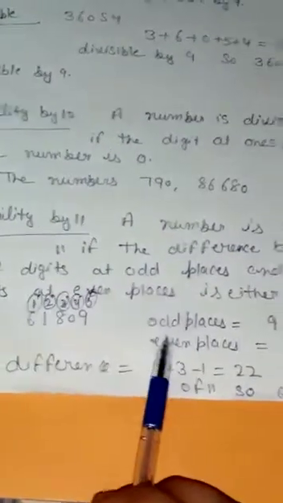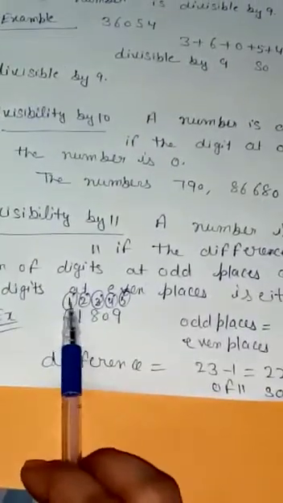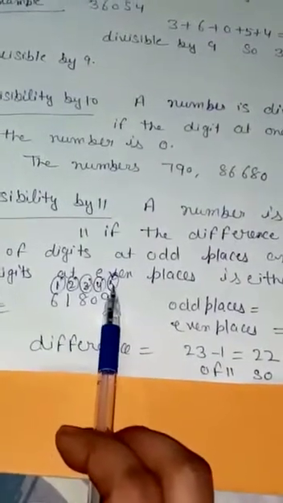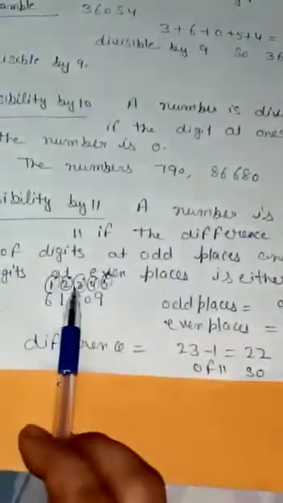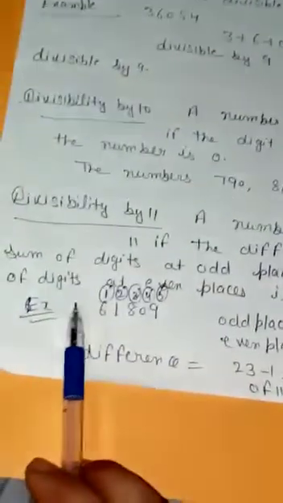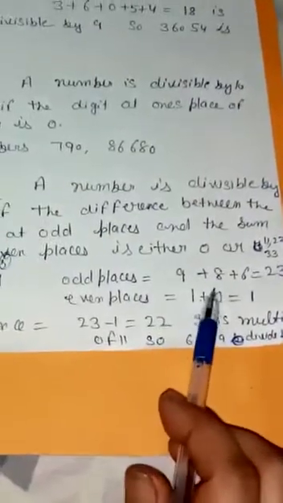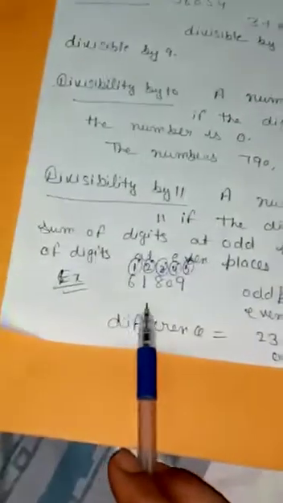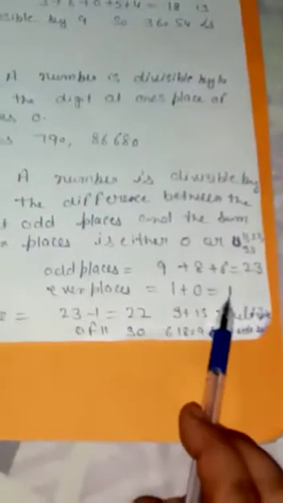Now the odd places. 1st is an odd place, 3rd is an odd place, and 5th is an odd place. The digits at the odd places are 9, 8 and 6. The sum is 9 plus 8 plus 6, which is 23. The even places are the 2nd and 4th: 1 plus 0, which is 1.